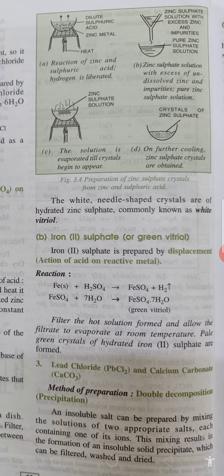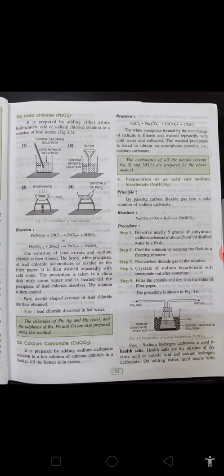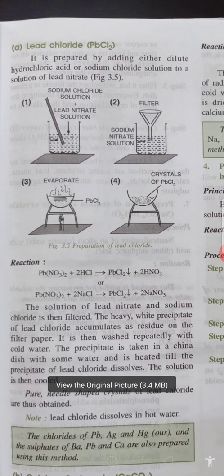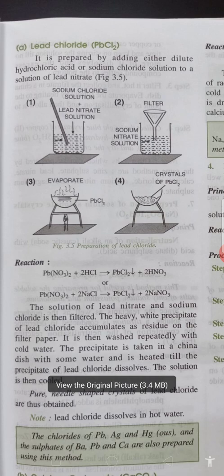An insoluble salt can be prepared by mixing the solutions of two appropriate salts, each containing one of its ions. The mixing results in the formation of an insoluble solid precipitate which can be filtered, washed and dried. Say for example, children, we want to prepare lead chloride. It is prepared by adding either dilute hydrochloric acid or sodium chloride solution to a solution of lead nitrate.